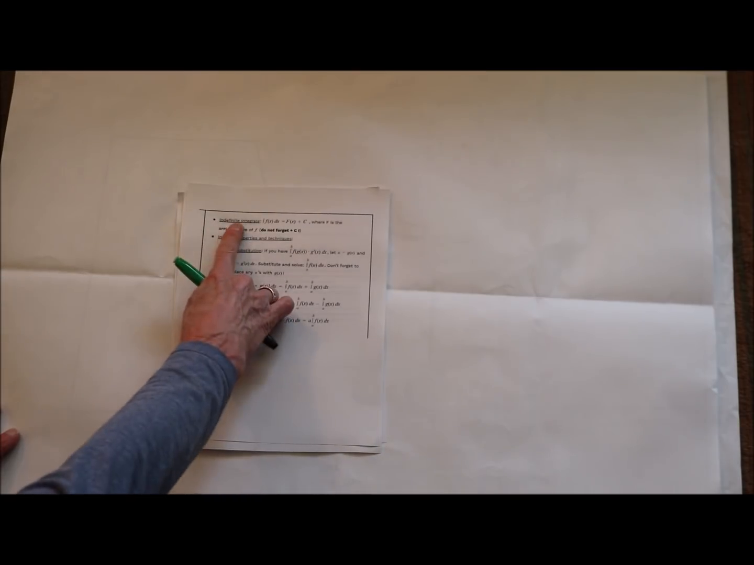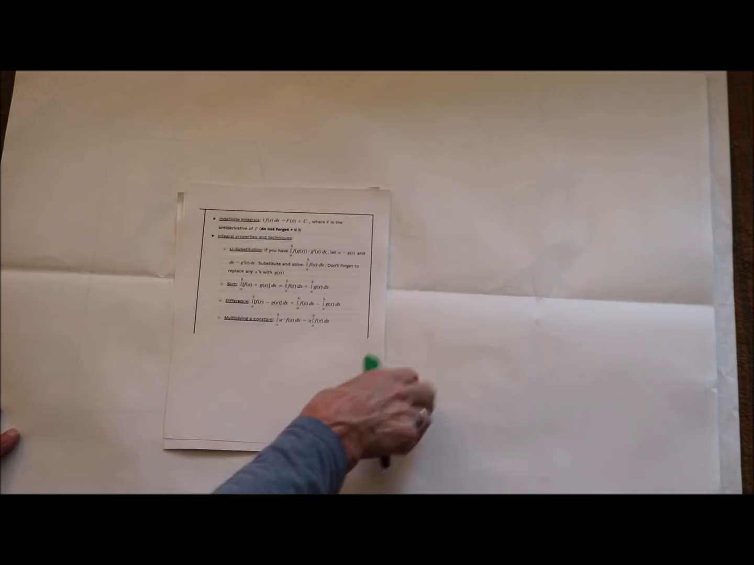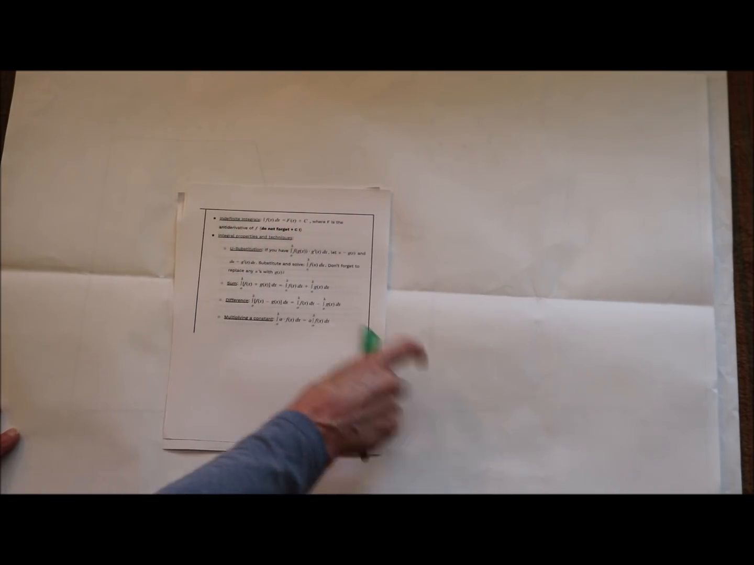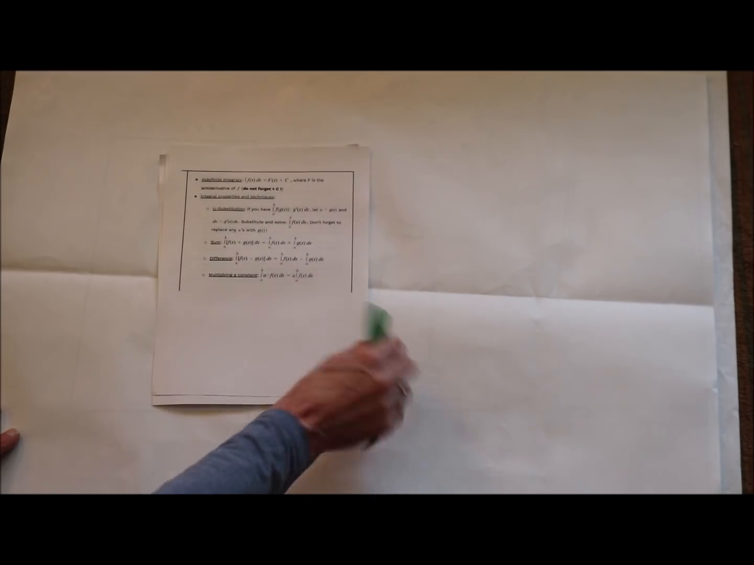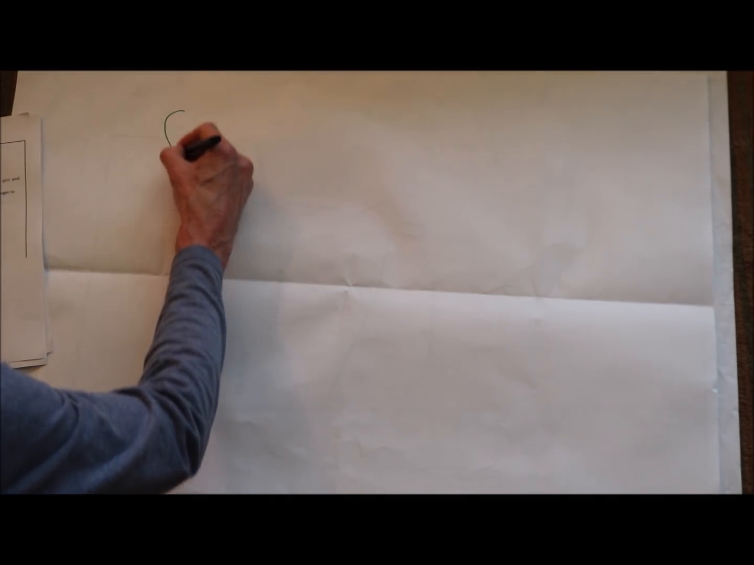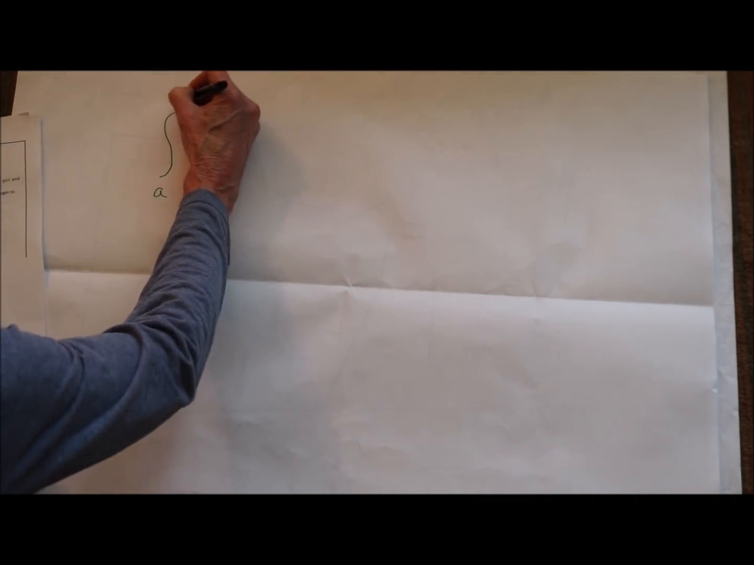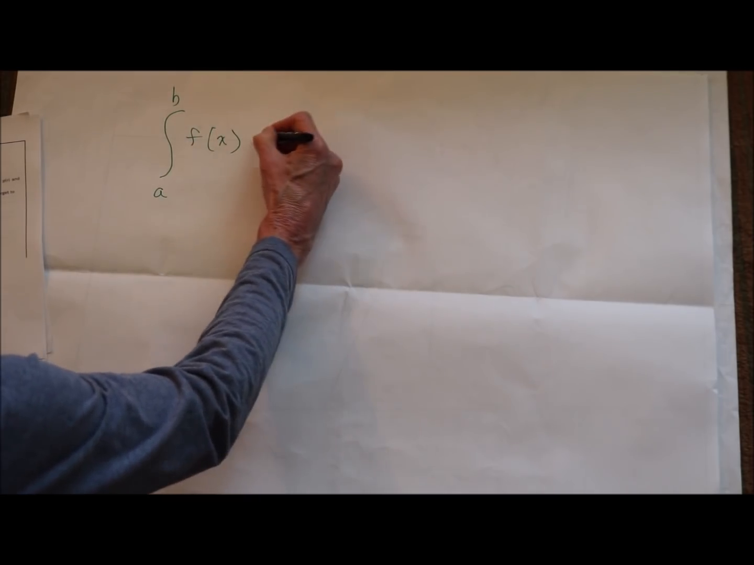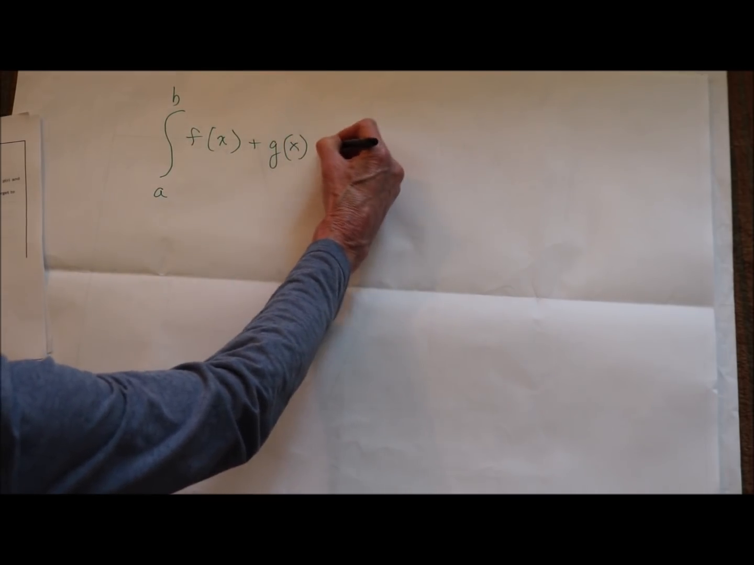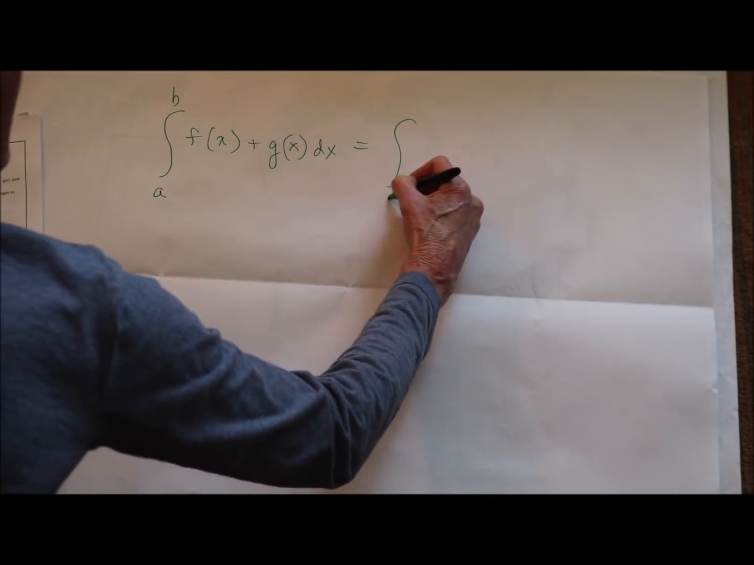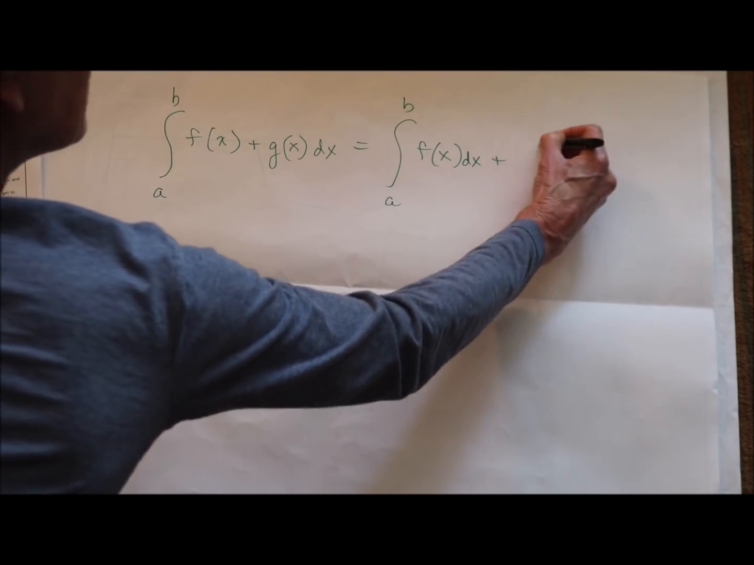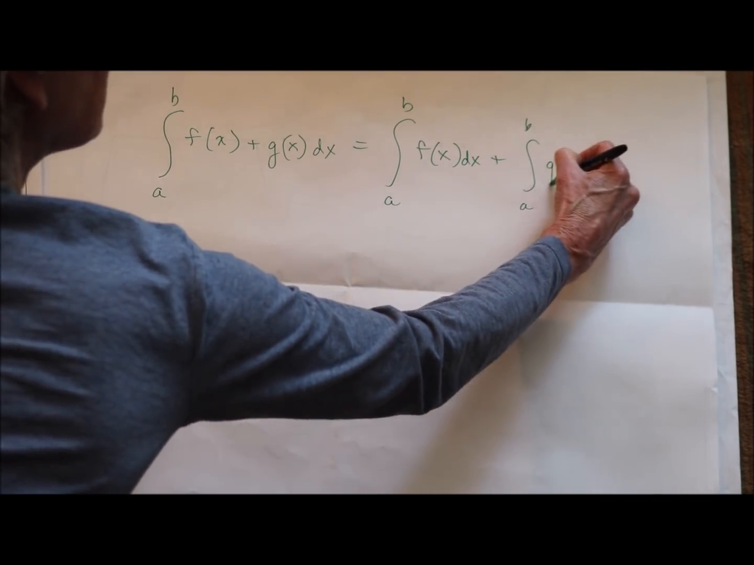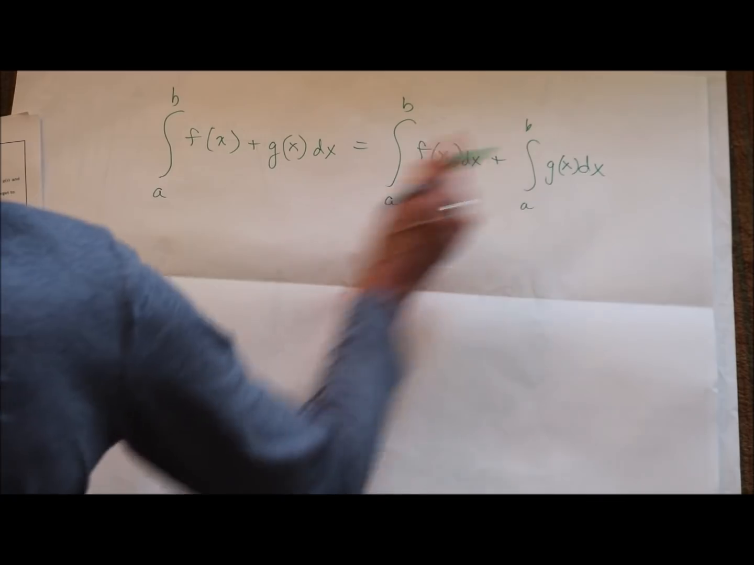More on the cheat sheet, indefinite integrals. Do not forget the plus c. U substitution, if you haven't done some U substitution practice, do that. Remember with integrals you can split them up. So if I have a to b of f of x plus g of x dx, that can be a to b of f of x plus a to b of g of x. That's handy to remember.